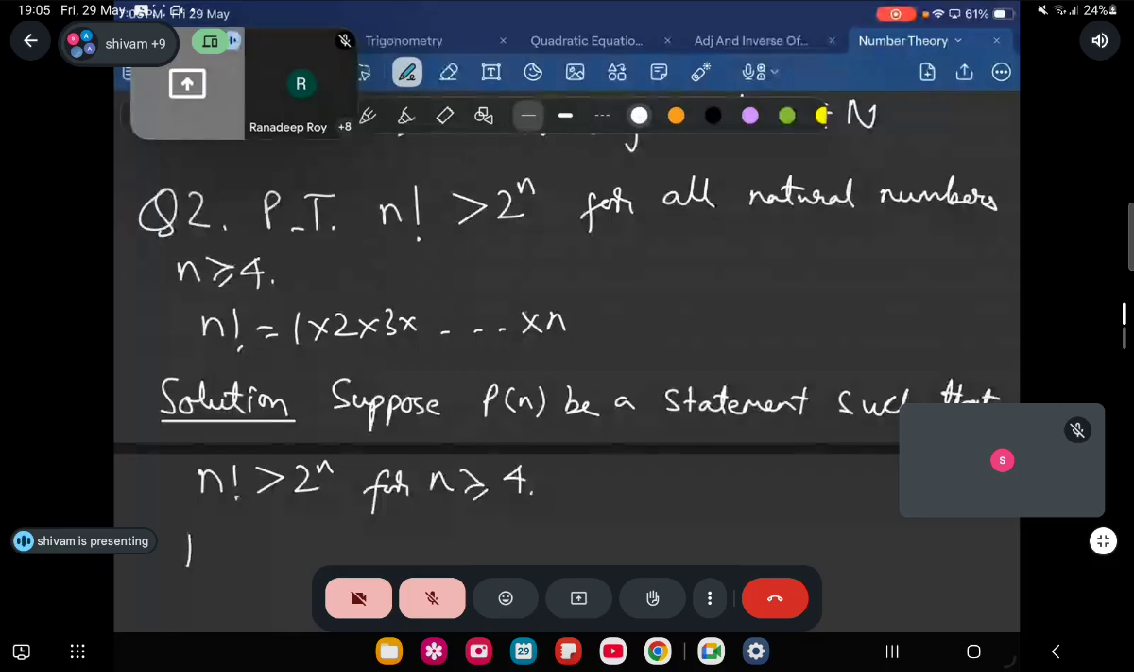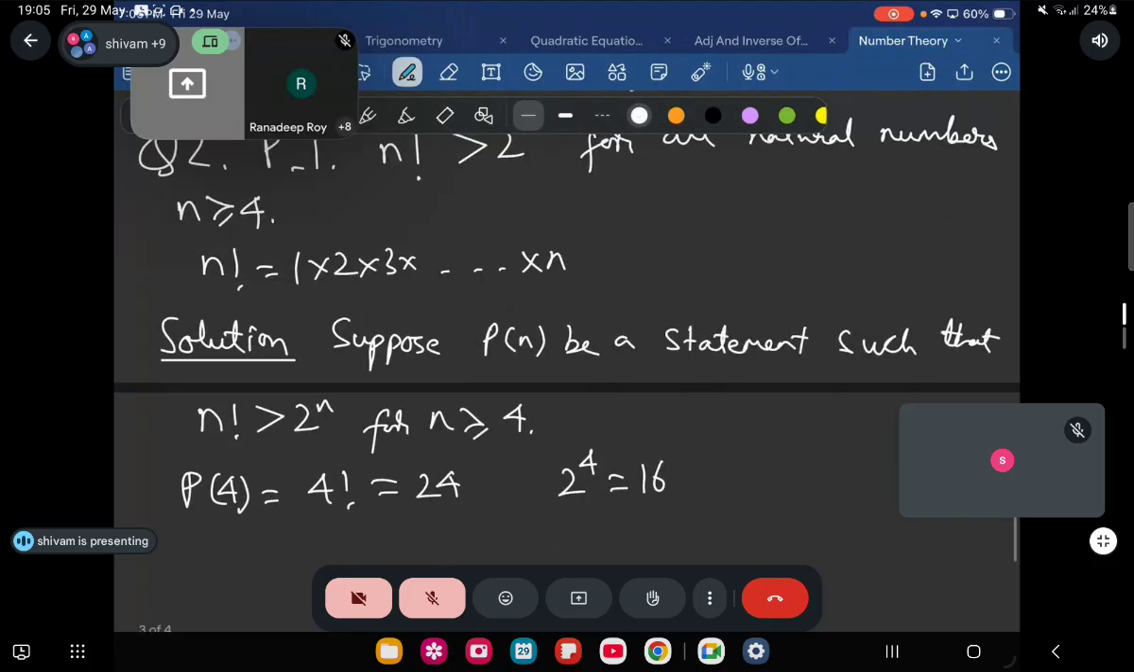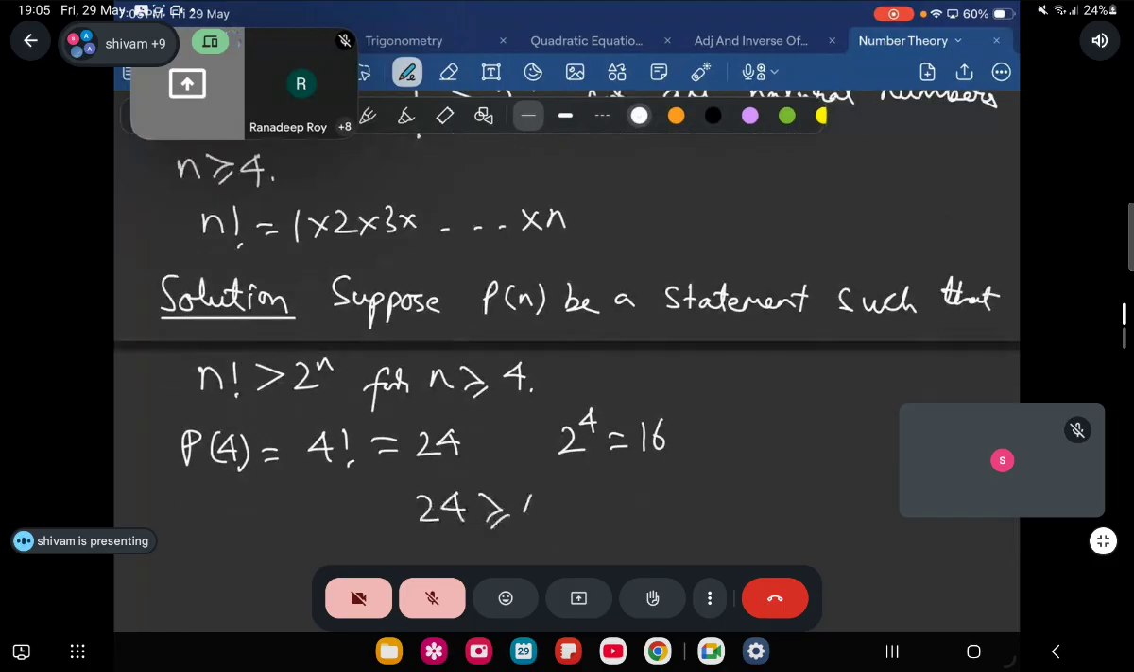Is P4 true? What is P4? P4 is 4 factorial, which is 24. And what is 2 to the power 4, everyone? 2 to the power 4 is 16. Okay, 24 is greater than or equal to 16. So P4 is true. So let Pn be true for n equal to k.